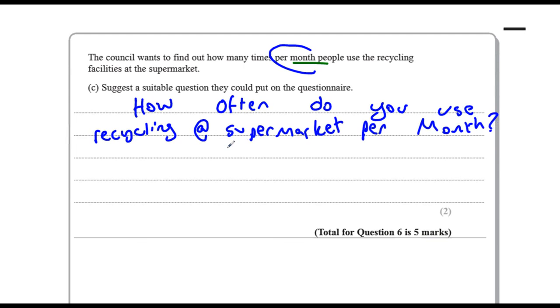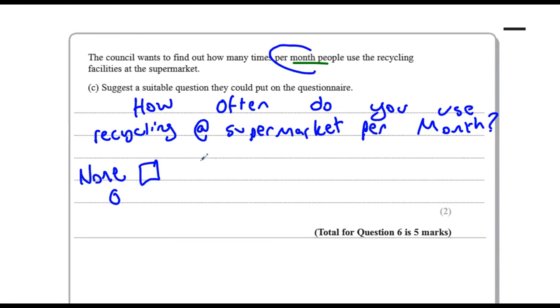Okay, well we just said the other questionnaire was bad because it didn't have tick boxes. So we better put some tick boxes in. Your tick boxes have to be exhaustive. That means that they have to cover all possibilities that could happen. So think of all possibilities. Okay, people could never use it. 0.